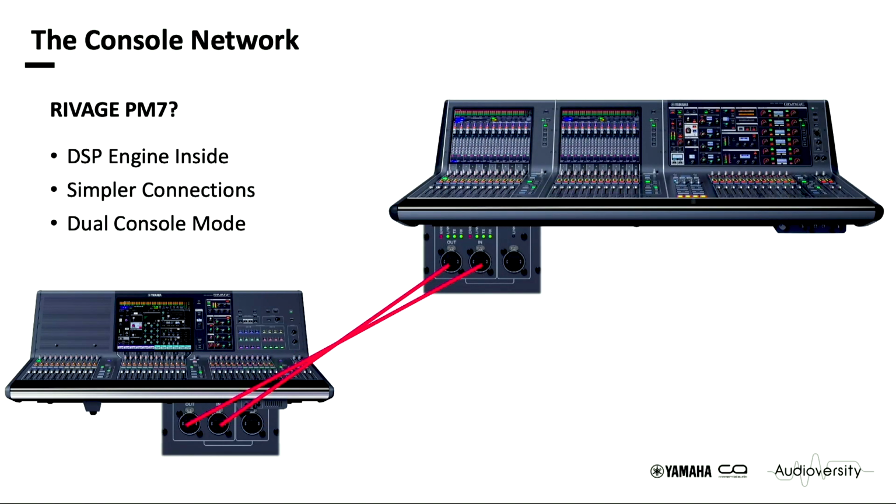Perhaps you are wondering about the PM7. Well, the PM7 is a special console because the DSP is inside the console. So, by itself, it doesn't need the console network. But the console network is still available. You have the connectors on the rear panel. That allows you to add a second console to control the DSP within the PM7. So we can have dual console mode. This picture here shows a PM3 console with the PM7, though you could use a PM5 console or a PM10 console to make this system.